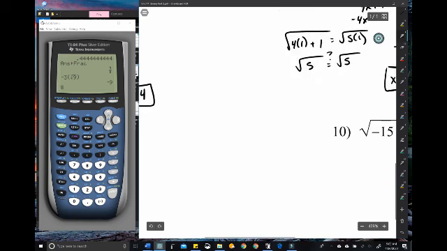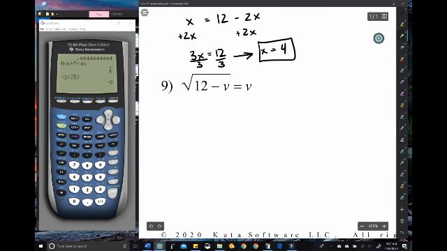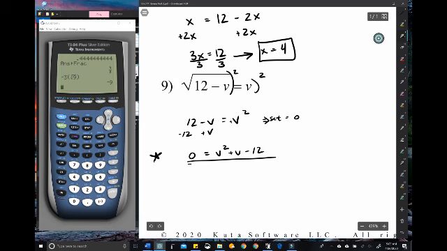Last two ones here involve the most bit of work. So we're going to square the left, square the right. 12 minus v is equal to v squared. If there's a v squared, you need to set equal to 0. And again, I recommend keeping the v squared positive. So I'm going to subtract 12 and add the v. So 0 is equal to v squared plus v minus 12. Key way that you rewrite it so it's in standard form.